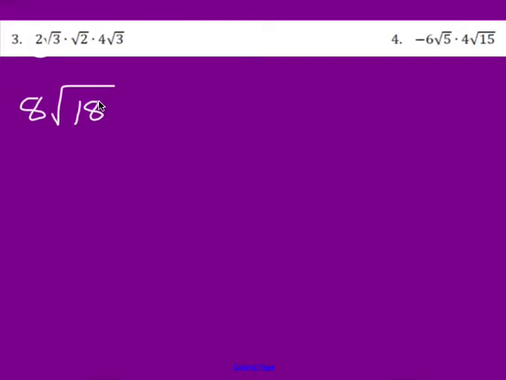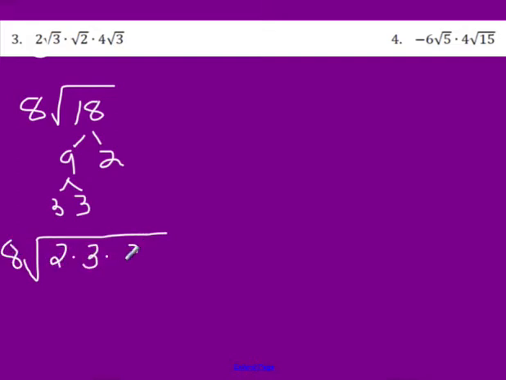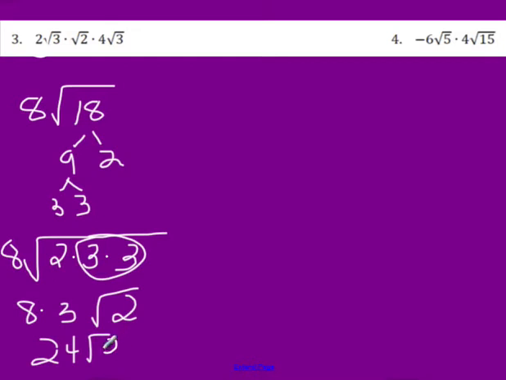Well, now I take a look at 18, and 18 is something I can simplify. It gives me 9 and 2, which I can break down to 3 and 3. So then I have the square root with 8 on the outside of 2 times 3 times 3. So then I have a pair of 3's that I can take out. So I have 8 times 3, and left underneath the radical is 2. Well, 8 times 3 is 24. And then I'm going to have that radical 2 left on the bottom.